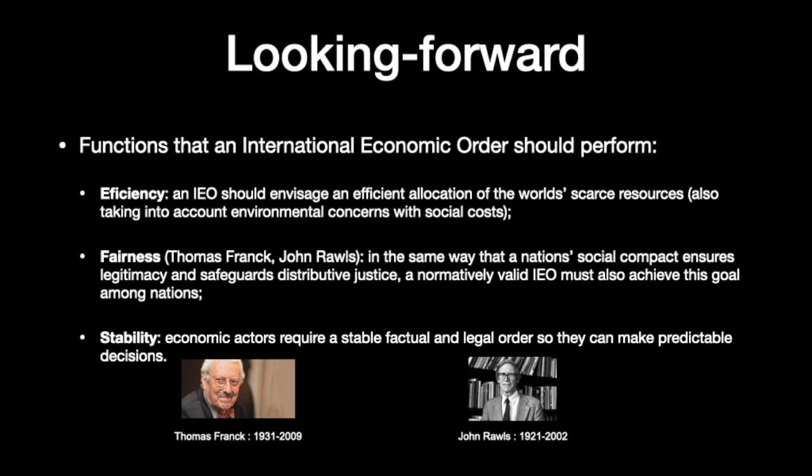Fairness is the second pillar. Fairness in the sense that, in the same way that if you think of a national social contract or social compact that provides legitimacy and safeguards distributive justice, thus creating the key elements to bind together a community, a normatively valid international economic order should also strive to reach this goal among nations. So fairness now not within a specific nation, but fairness among nations. And Thomas Franck, as you can see here in this picture, and John Rawls were two key authors in this field. And finally, stability. As Professor Petersmann said, economic actors do require stable factual and legal order so that they can make predictable decisions. So an international economic order should also provide this stability function.